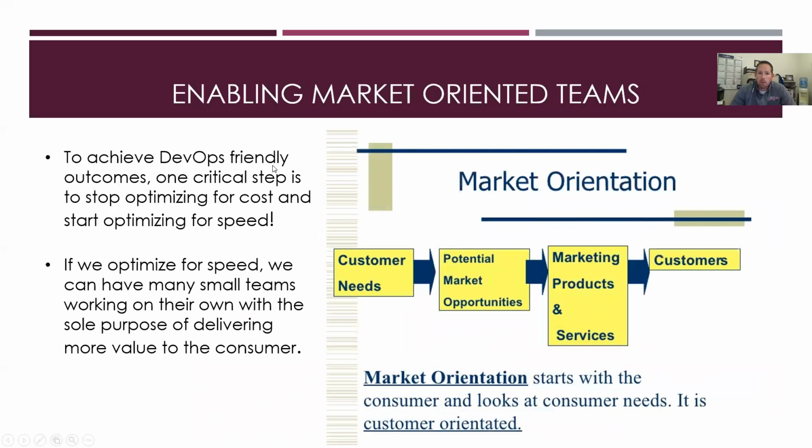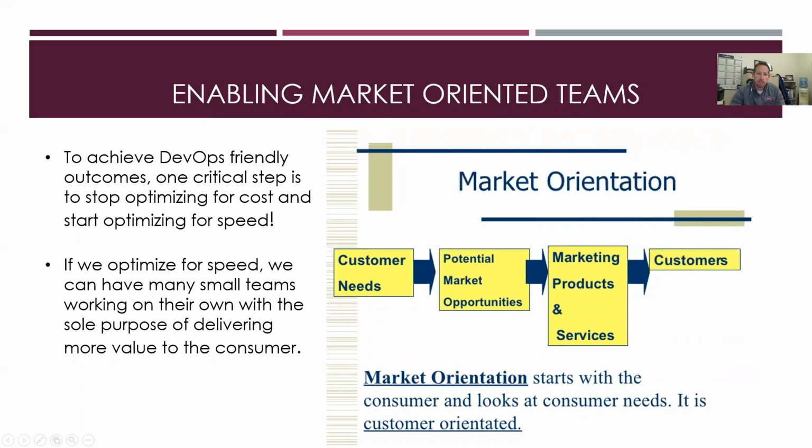To achieve DevOps-friendly outcomes, one critical step is to stop optimizing for cost and start optimizing for speed. I think this is one of the hardest things that companies have to deal with. I know we deal with a lot of it in our own company, but when you optimize for speed, you get more out to the customer, and in turn, you get more customers, and so the profits can go up. The hard part is when you start optimizing for cost, the output to the customer can slow down, and then you have all sorts of problems you run into.